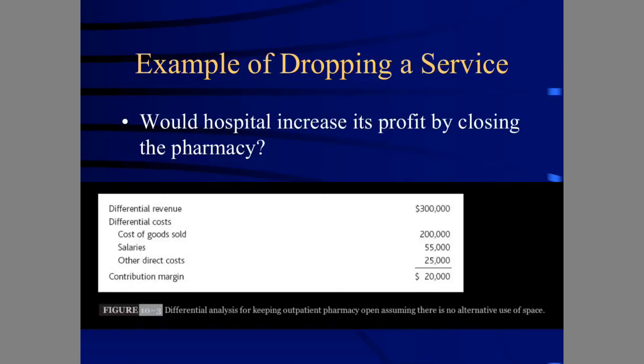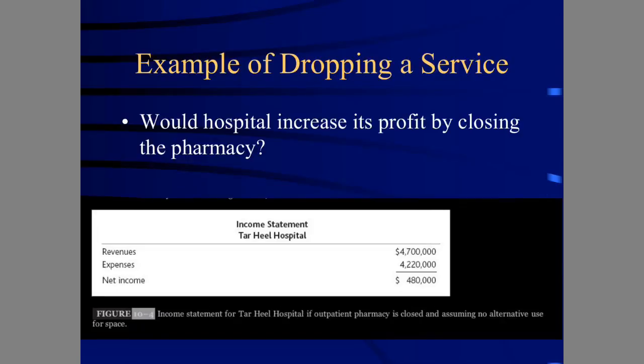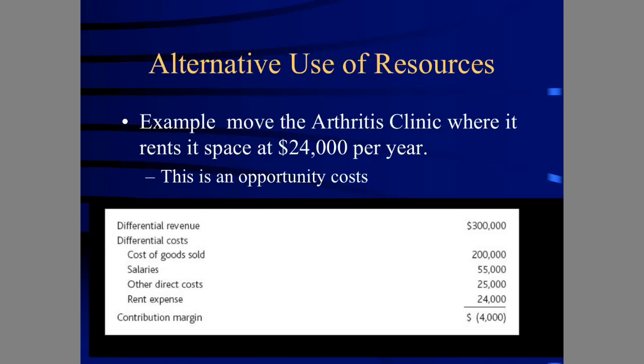All right, so we have to look at this differential revenue of $300,000. We look at the cost of goods sold, the salaries and other direct costs that would come out, and so the contribution margin is around $20,000. That means $20,000 would come off the net income of the total hospital's income statement. Even though they're losing $10,000 in the outpatient pharmacy, they're going to lose a total of $20,000 from the revenue that was coming in from that. So it might not be a good idea to close it.